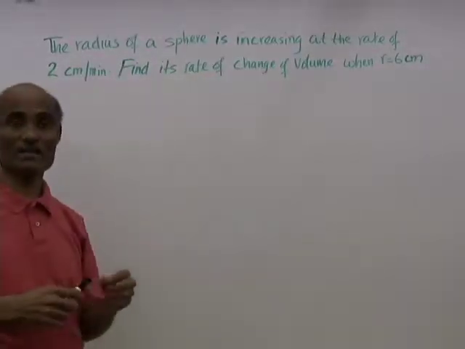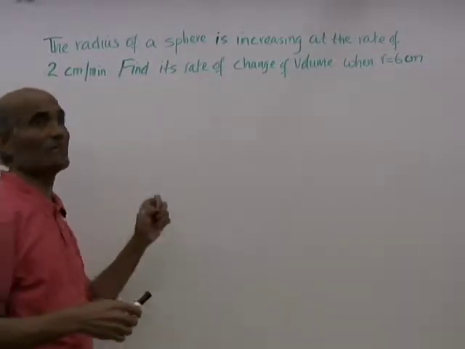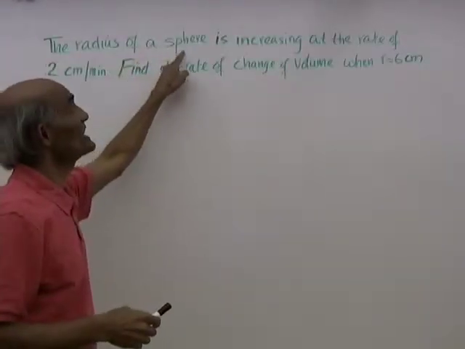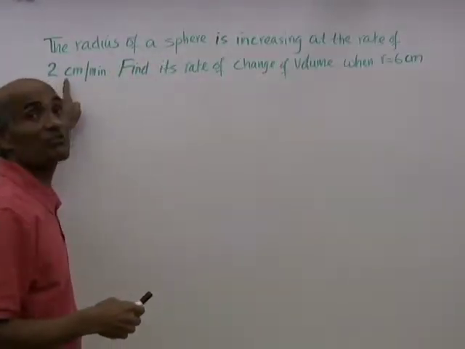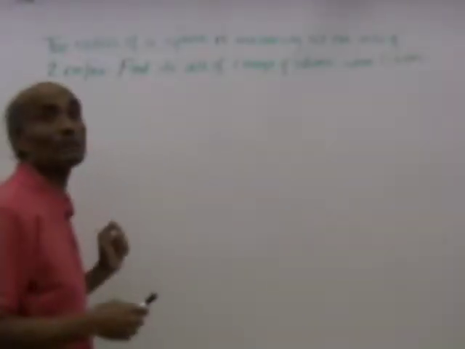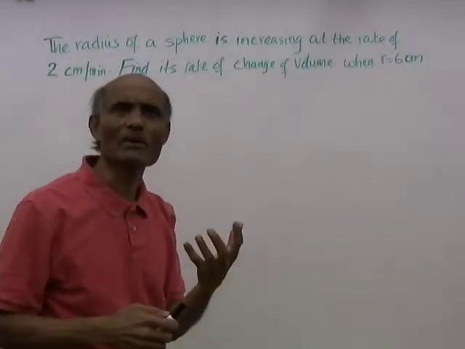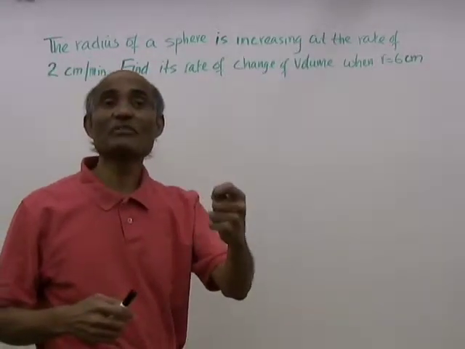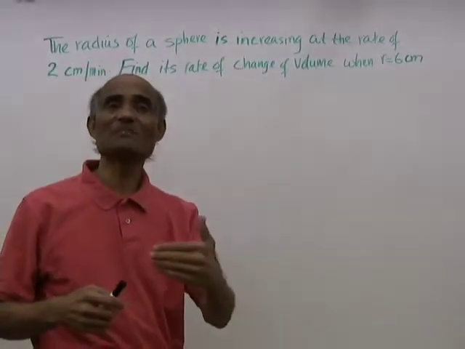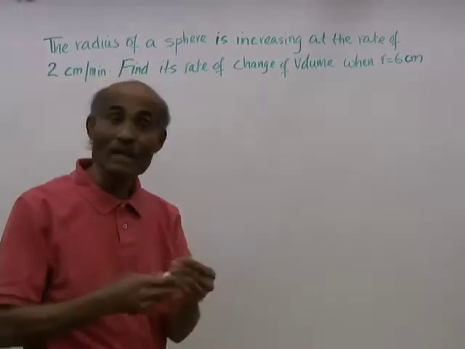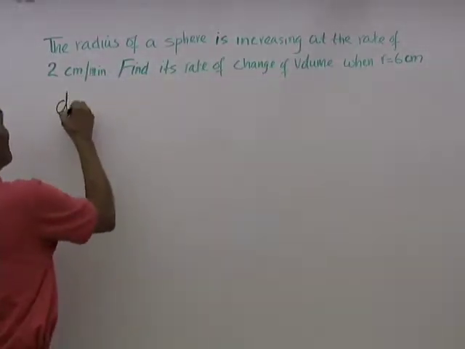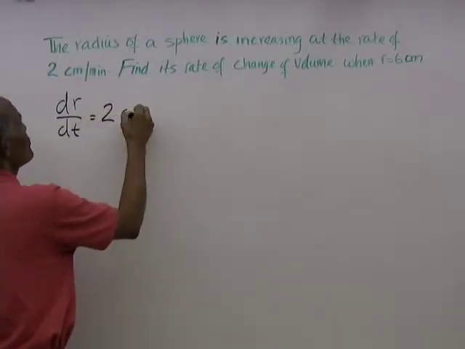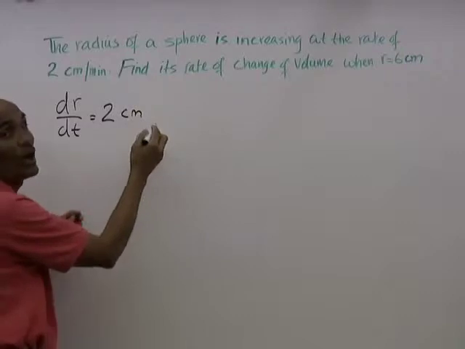What do we know? What are the known things? Let's write down the known things. First of all, we said the radius of a sphere is increasing at the rate of 2 centimeters per minute. How do you write that down? The radius is changing at the rate of 2 centimeters per minute. It means dr by dt equal to 2 centimeters per minute.